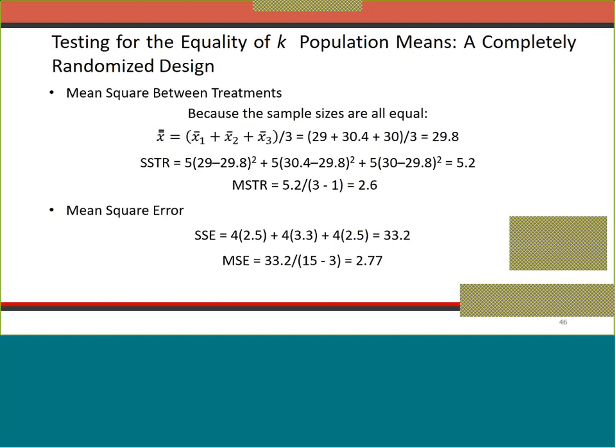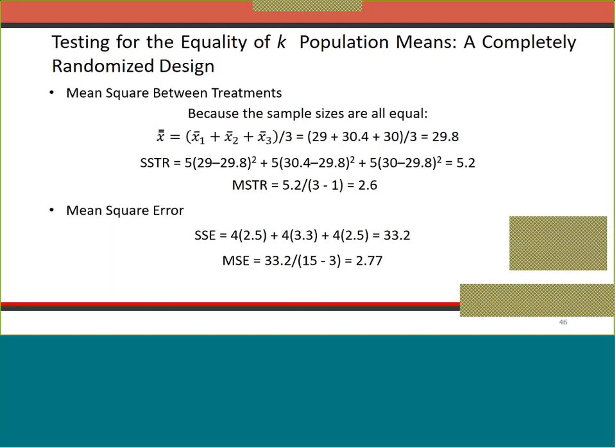Now you want to calculate the mean square between treatments and the mean square error. So here all sample sizes are the same, so the calculation becomes very easy. First of all, you have to calculate overall sample mean, that is sum of all sample means by 3 because you have 3 treatments. Now we want to calculate sum of squares due to treatments.